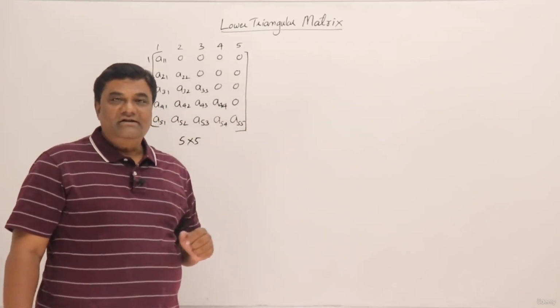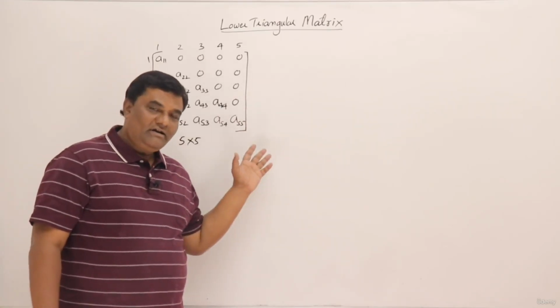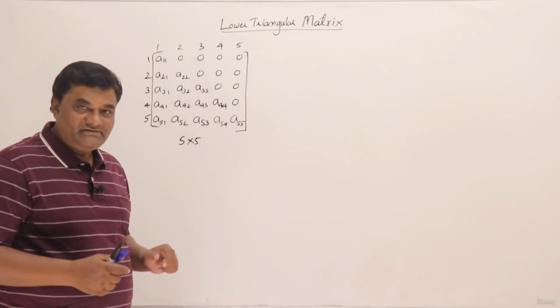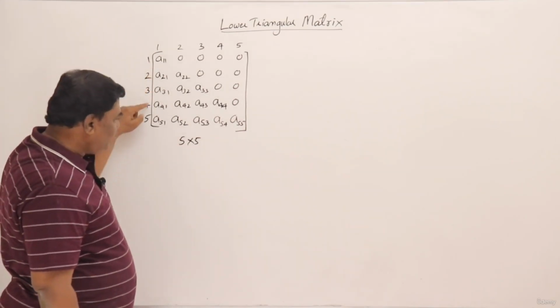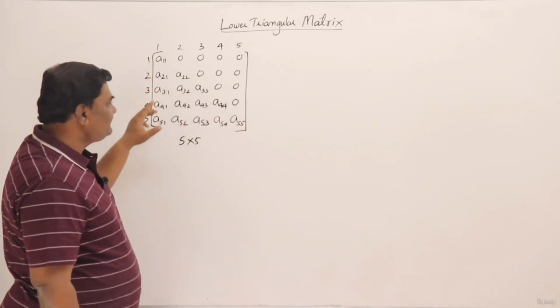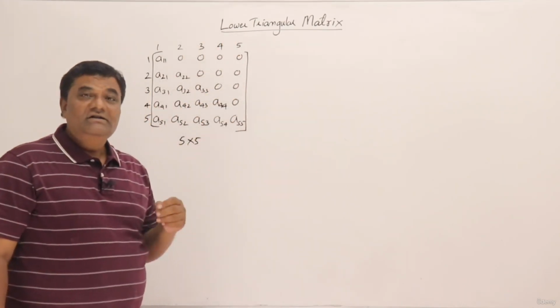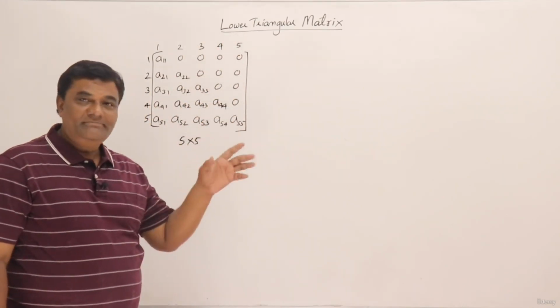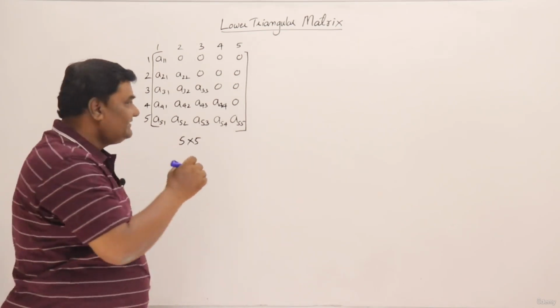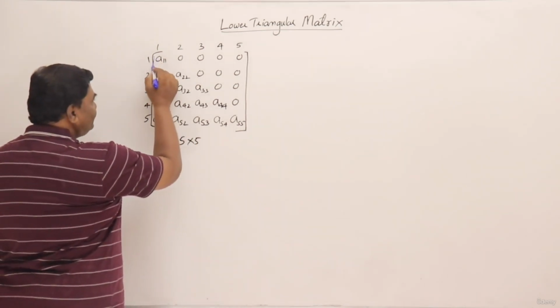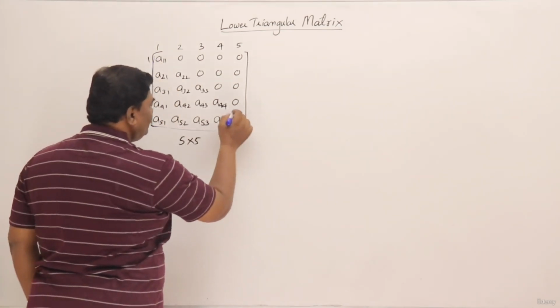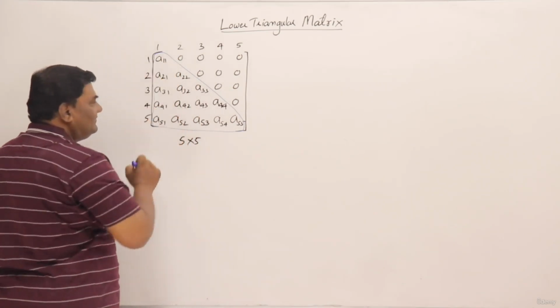The next topic is lower triangular matrix. A lower triangular matrix is a square matrix in which the lower triangular part of the matrix has non-zero elements and the upper triangular part is all zeros, and none of them is non-zero. So you can see this one, these set of elements are non-zero. These are forming a triangle.